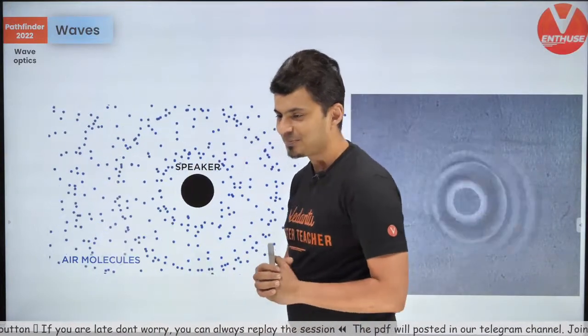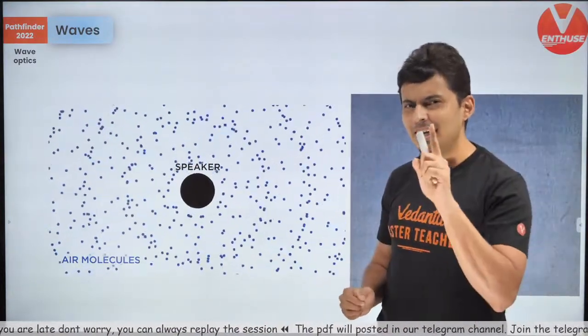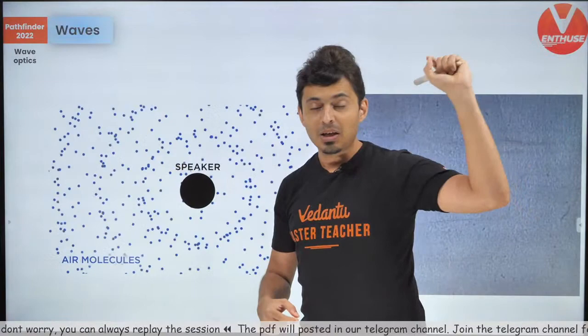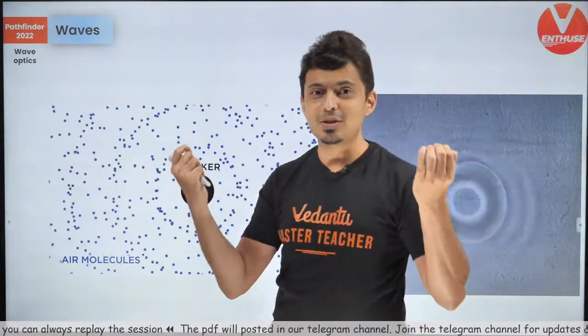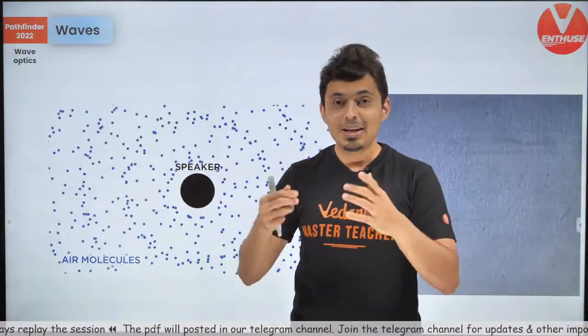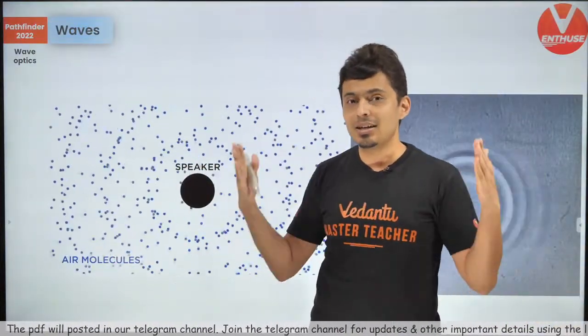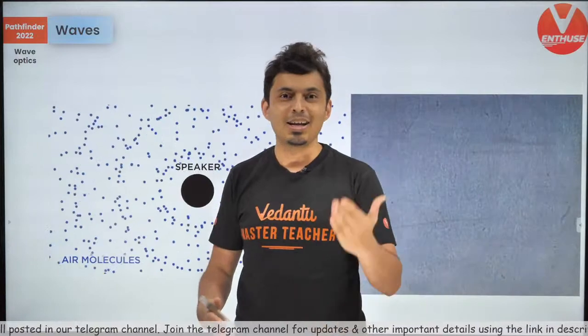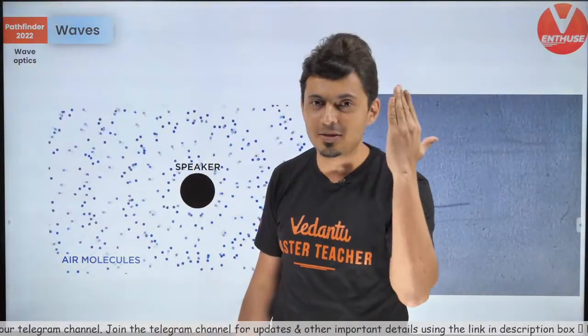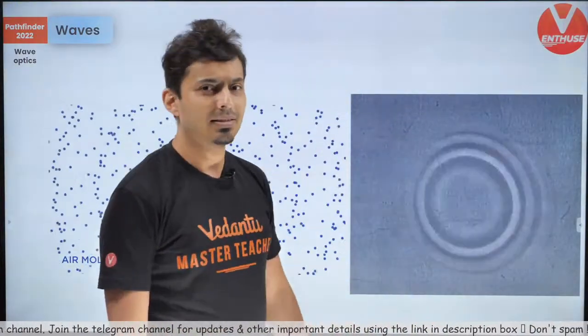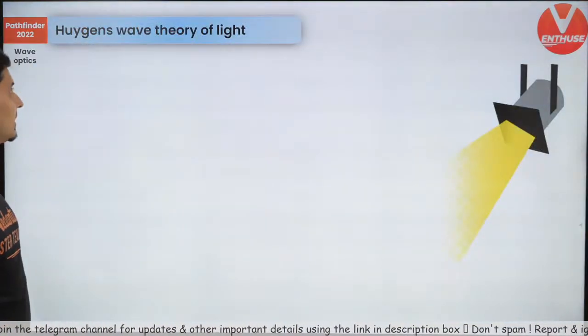So, same way light also works. When light is switched on, it's a source which creates a disturbance. That disturbance propagates in all directions, and eventually it reaches your eye and is sensed by your eye. That's what a light wave is at the end of the day.